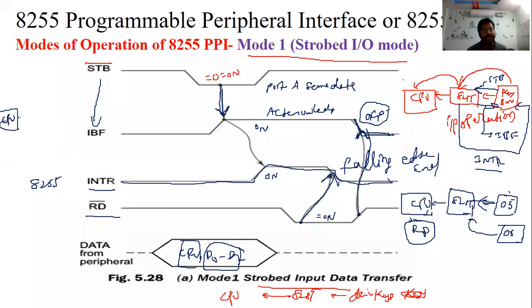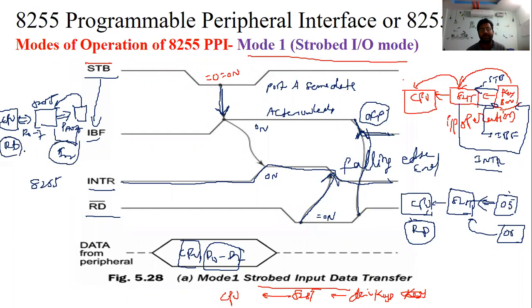Look at the CPU. The data bus D0 to D7 is connected to the 8255. The 8255 is connected to, suppose, port PA0 to PA7. So STB and IBF are indicated here. Once RD bar is generated, it sends the INTR. Once INTR is complete, the RD bar operation is performed. Okay.